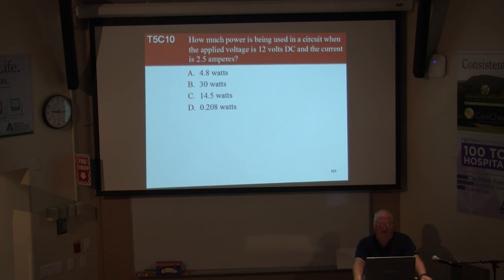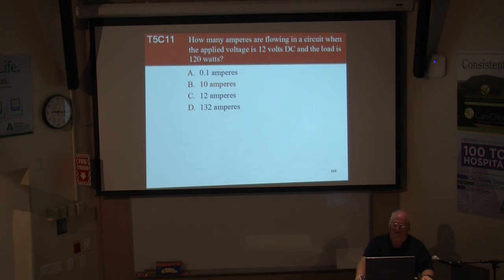How much power is being used in a circuit when the voltage is 12 and the current is 2.5? There you go, 30 watts. How many amperes are flowing in a circuit when the applied voltage is 12 and the load is 120 watts? B, 10 amps. That's 12 divided into 120.